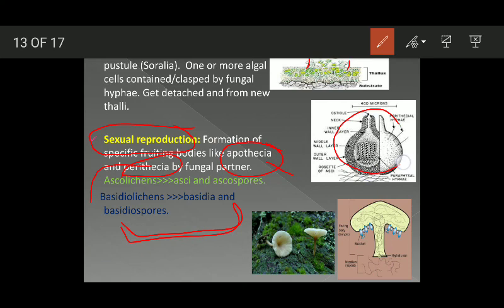Here I have shown this is perithecia. It is a flask shaped structure, possessing an opening here, and this opening is known as ostiole. And inside these fruiting bodies there occurs the formation of spores, and these spores can be either ascospores if they are produced in ascolichens, and they can be basidiospores if they are produced in basidiolichens.